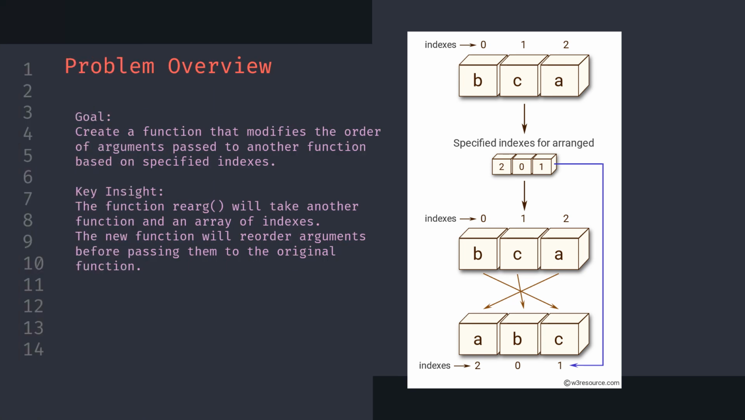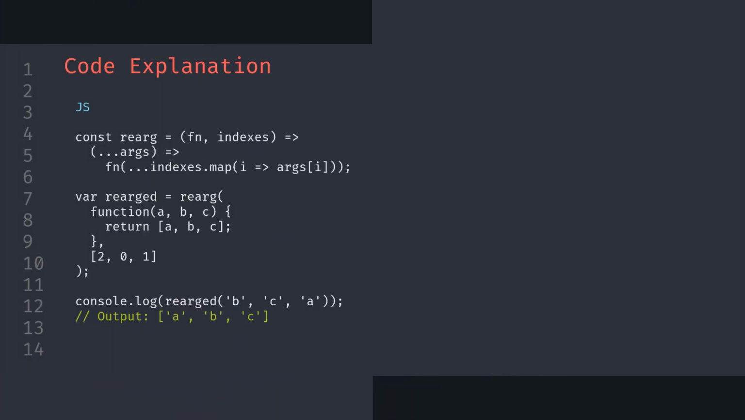This function is useful when working with APIs or callbacks where argument positions may not match what we need. This function uses map to reorder arguments before calling the original function, ensuring a flexible and reusable approach to argument transformation.